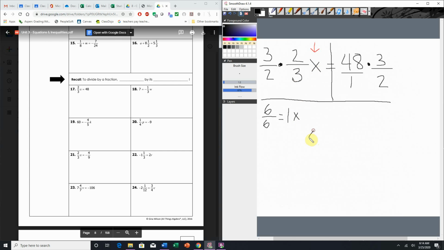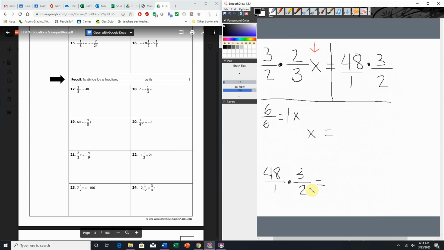Okay, so I'm just going to draw the x here. Okay, so I'm showing you why we multiply by its reciprocal. Okay, so it's canceling out to just give us the x by itself. We bring down our equal sign. Now let's do our fractions over here. So we have 48 over 1 times 3 over 2.